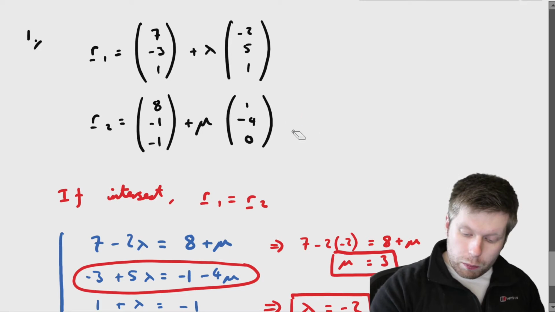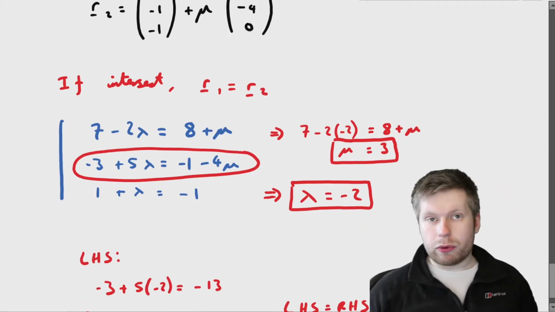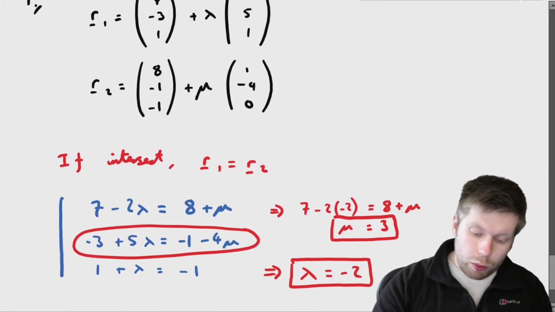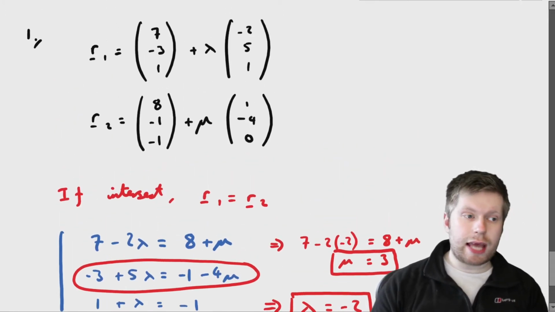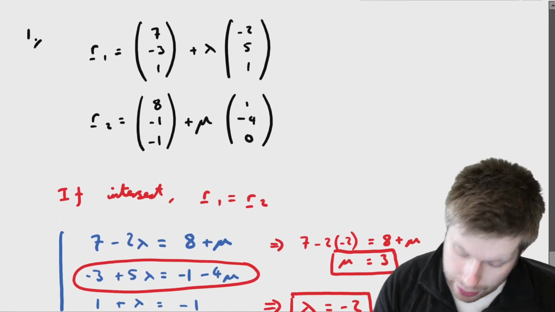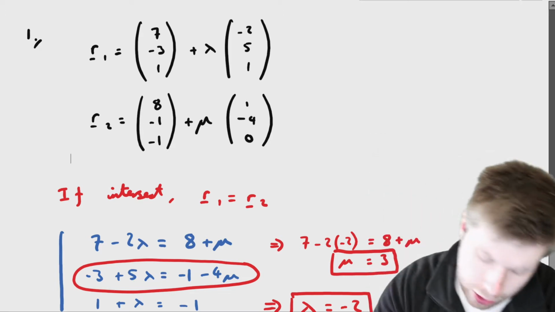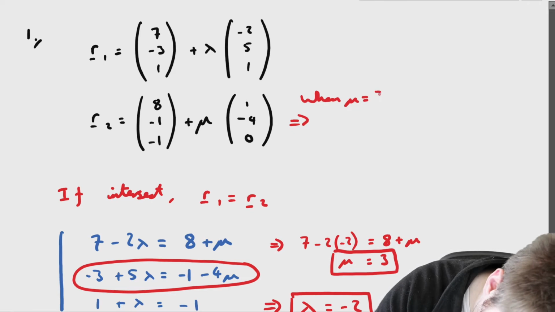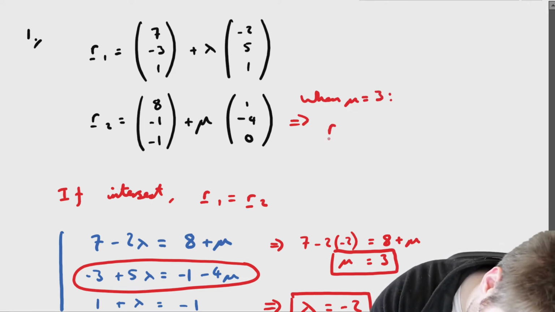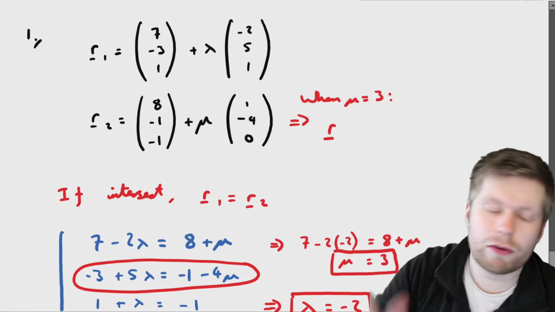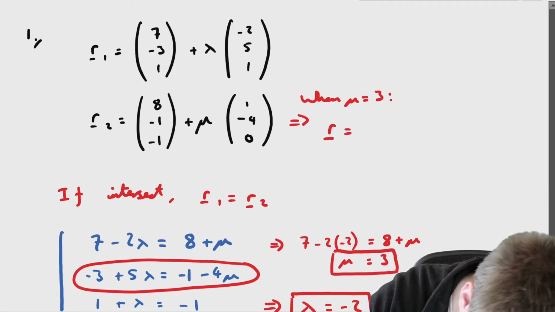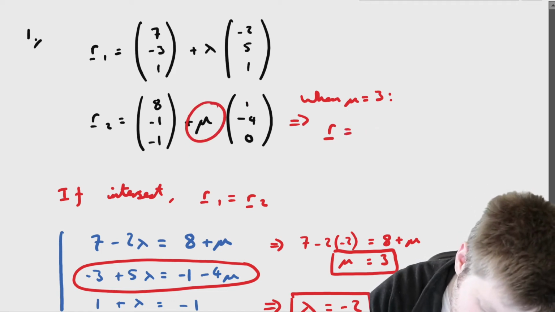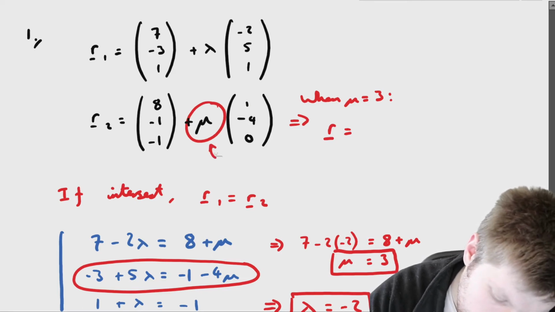So what I'm going to do is I can either use lambda equals negative 2 or mu equals 3 into either one of these two equations to find the point of intersection. It should be that they find the same point. I'm going to use mu equals 3, so I'm just going to use the second equation. And I can say, okay, when mu is equal to 3, then the position vector of the point of intersection should be equal to, well, I have 8 plus 3 times 1, because of course I'm just substituting mu equals 3 in there now.